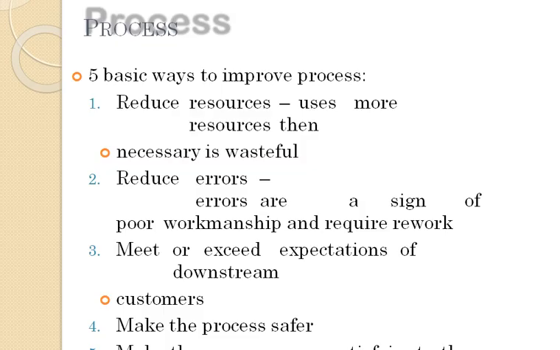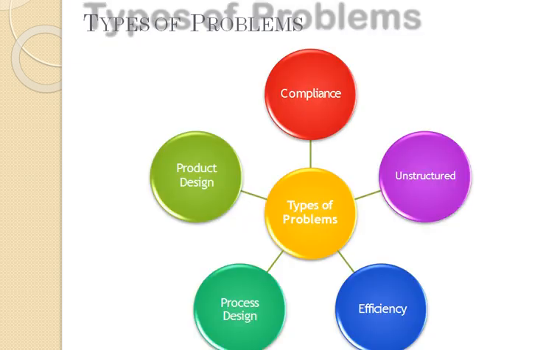So all those things in the process, whatever you use, must be demonstrated in a proper way. All the equipment, what process they are going to carry out, how best they are going to get the product, all those things are defined in the process. What problems are going to occur? Types of problems. Here we'll be talking about product design, process design, efficiency, structured, unstructured, and compliance problems.